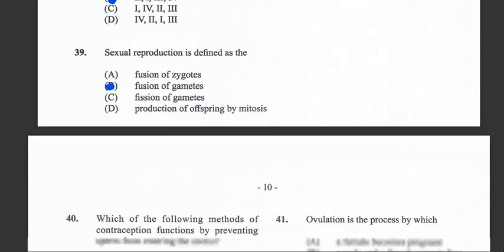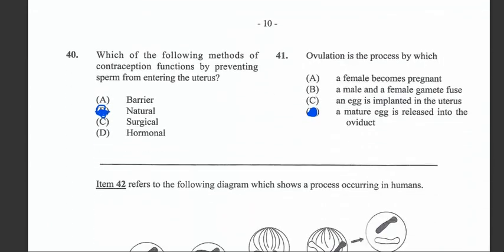Good. Number 40: which of the following methods of contraception functions by preventing the sperm from entering the uterus? So we are talking about the uterus, therefore we are talking about contraception. If a contraception function is preventing the sperm from entering the uterus, this one would be a barrier, not natural.